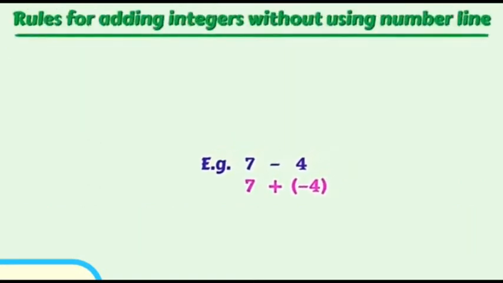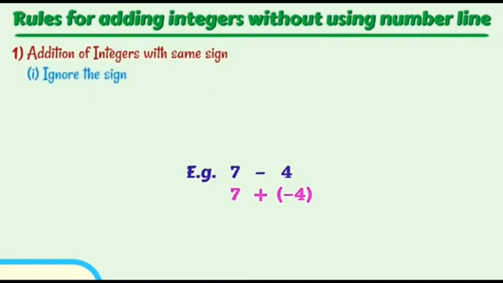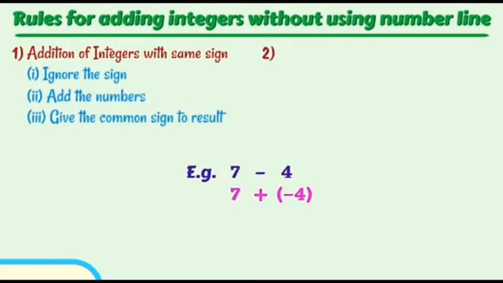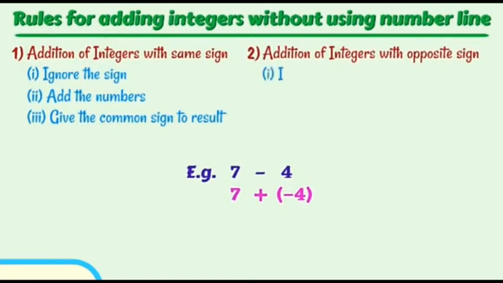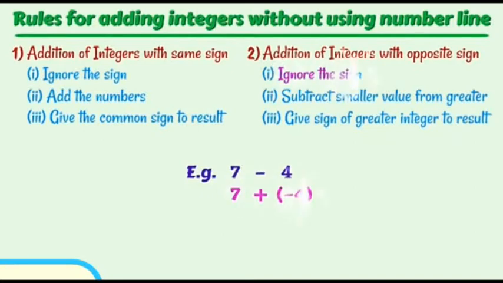Now let's try to solve the problem without using number line. For that, here are the rules. Rule number 1. Addition of integers with the same sign. While adding integers of the same sign, ignore the sign. Add the numbers and give the common sign to the result. Rule number 2. Addition of integers with the opposite sign. When adding integers of the opposite signs, ignore the signs of the numbers. Subtract smaller value from greater and give sign of greater integer to the result.